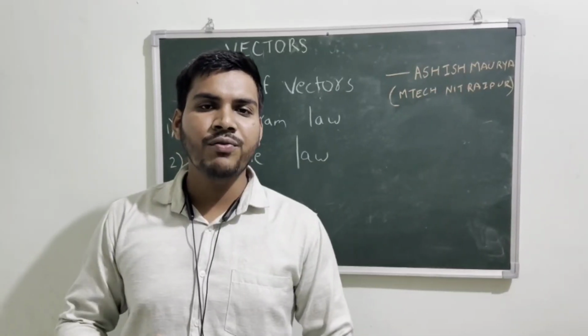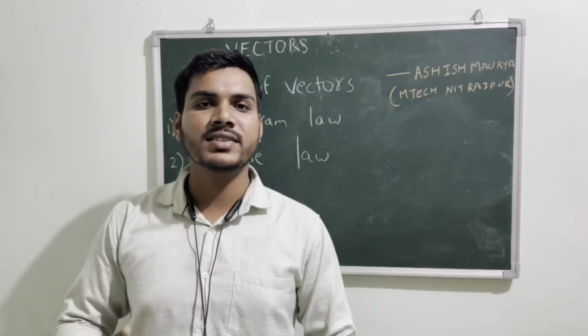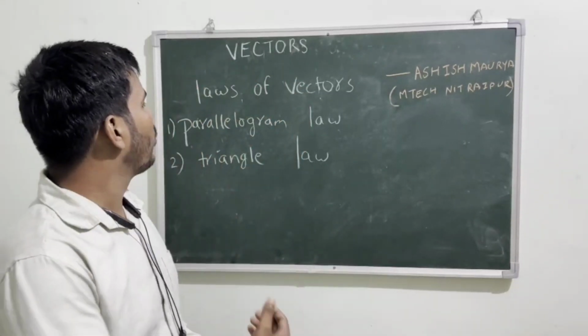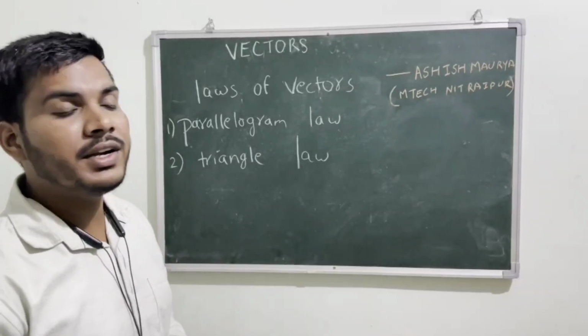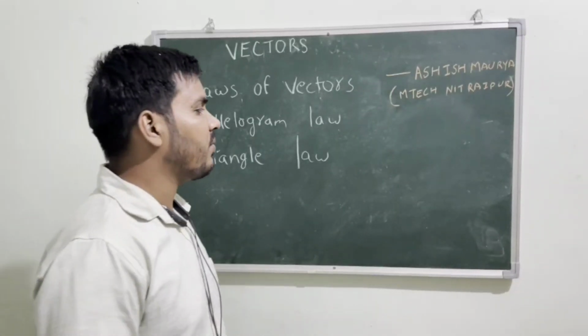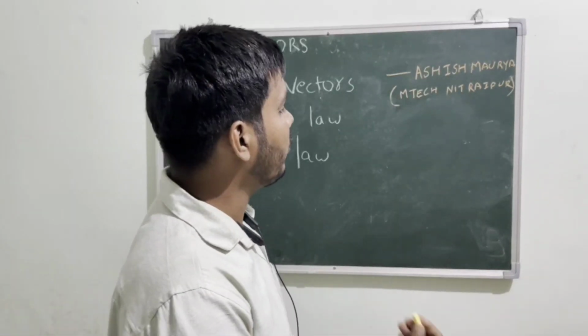So students, now we are going to know about how vectors can be added. There are two laws, that is parallelogram law and triangle law. These two laws are required for addition of vectors. So right now I am going to explain parallelogram law.